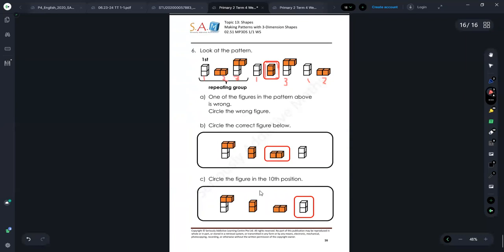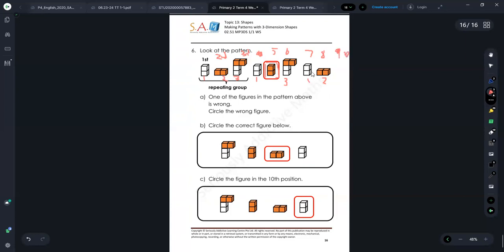Circle the figure in the 10th position. So what is the 10th position? Let's try. Make use of this list: second, third. Please write it this way, otherwise they'll confuse it with the numbers that I use below. So third. Sorry, a bit challenging here, but you know what I mean. 4th, spell it out: 4th, 5th, 6th, 7th, 8th, 9th, 10th.